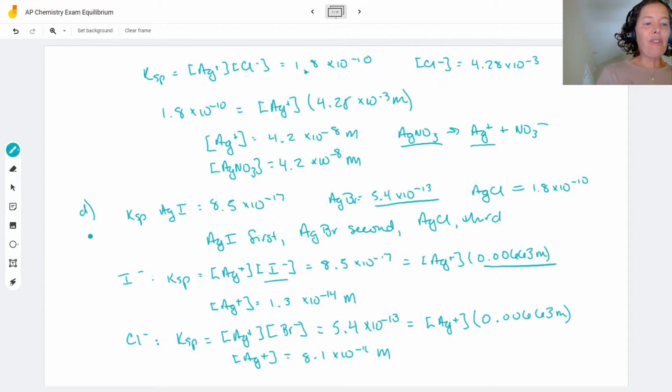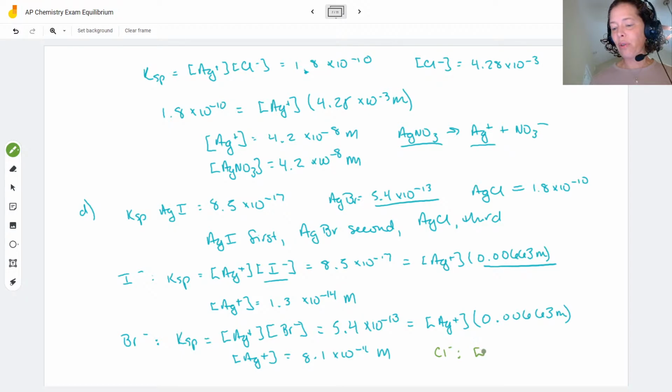And just to fit it on the page, sorry, that should be bromide because I used the KSP for bromide. If you also did it for chloride, sorry, I'm trying to just organize myself a little bit here so it can be on the same page.